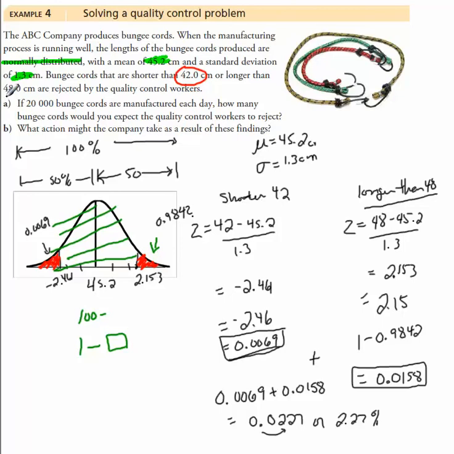So our question A: if 20,000 cords are manufactured each day, how many bungee cords would have to be rejected? Well, there's a total of 20,000 cords. We know that 2.27% of them have to get rejected. So we use our decimal value here for the percentage, we won't write it as a percentage. Working it out, the answer is 454 cords that have to get rejected because they don't meet specifications.